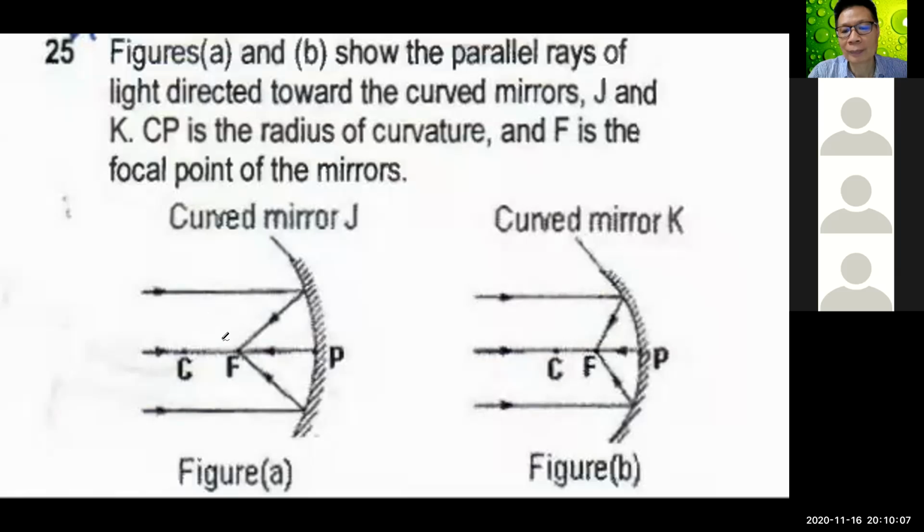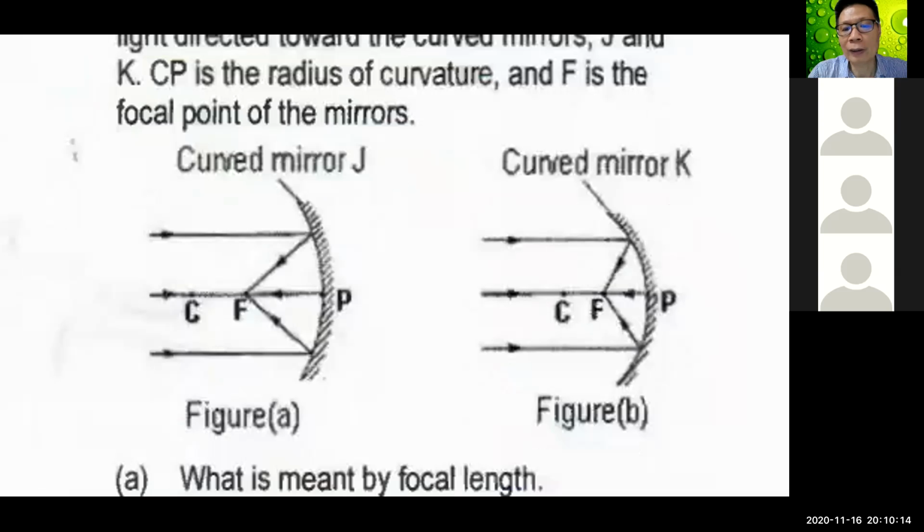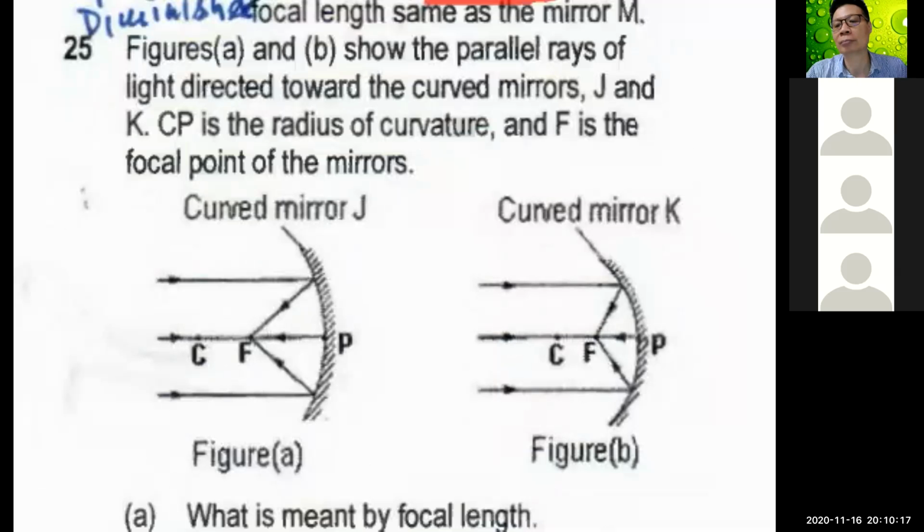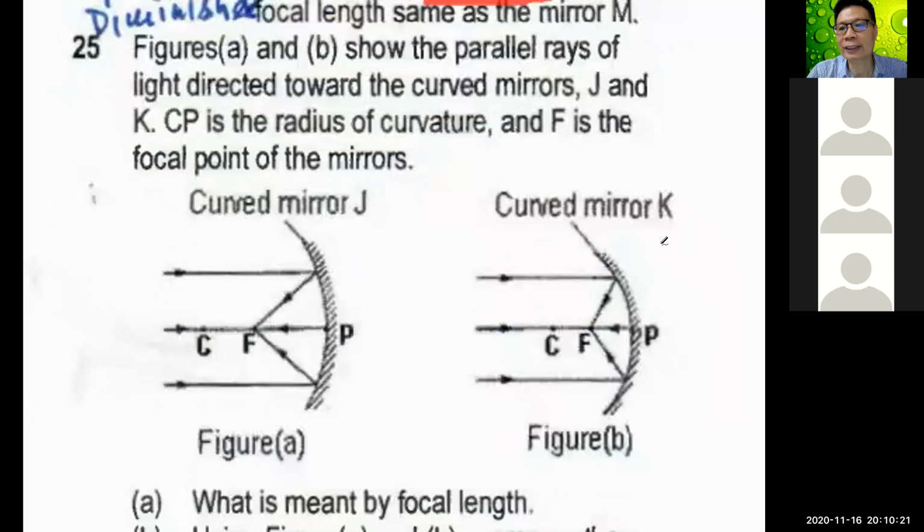Now you see the difference. And now the first question: what is focal length? Can someone answer? Write on your foolscap paper. What is meant by focal length? Ken Leong, since you have the paper, can you answer? I'll give you a tip: focal length is a distance between where and where? Distance between the focal point and the mirror.